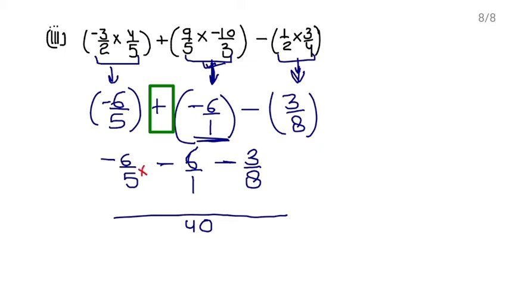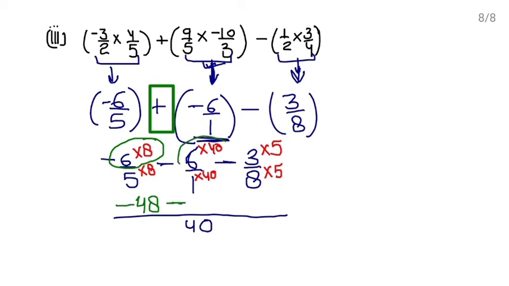Now to make this 40, you will multiply it by 8. Right? So multiply numerator also by 8. To make this 40, you will multiply it by 40. So multiply this also by 40, because 40 1s are 40 now. To make this 40, you will multiply it by 5. So multiply this also by 5. Now solve it. 6 8s are 48 of minus sign, minus 6 multiply 40 is 240, minus 3 5s are 15.